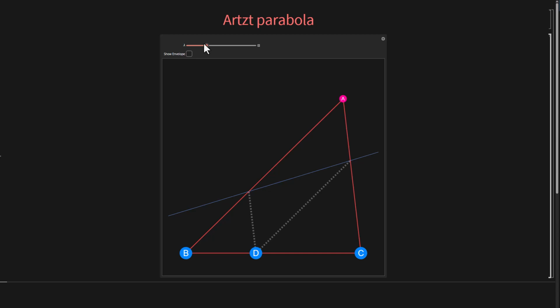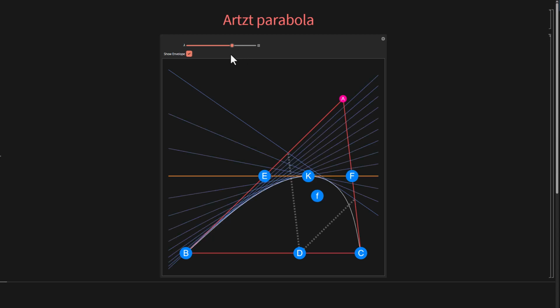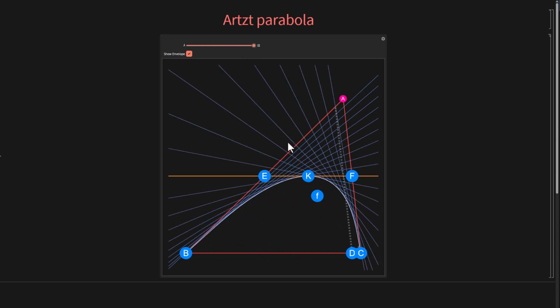You probably won't see anything special about the diagonals, but if I keep a history of all the lines I sweep, then I have a very nice parabola as an envelope bounded by all the tangent lines. And F is the focus point, and this parabola is called the Artzt parabola.